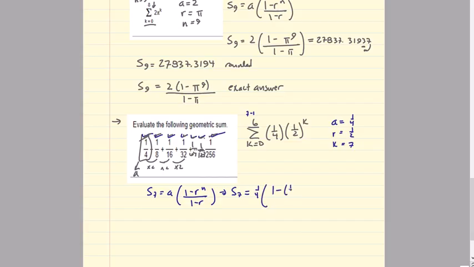1 minus r, 1 minus 1/2 to the n, and in this case n is 7, all over 1 minus r, which is a half. So I'm going to be able to work my way through this. Now 1 minus 1/2 is a half. When you divide by a fraction, you multiply by the reciprocal. And then I get 1 minus 1 over 2 to the 7th: 2, 4, 8, 16, 32, 64, 128. I get 1 over 128.